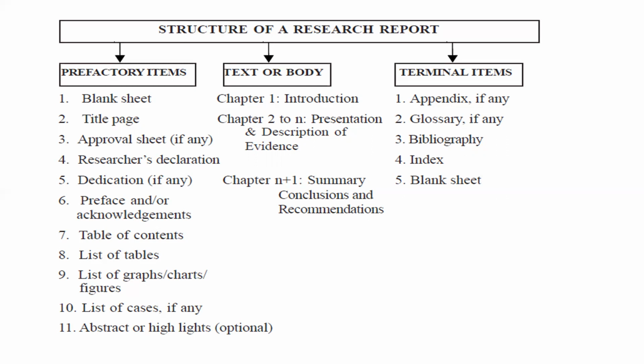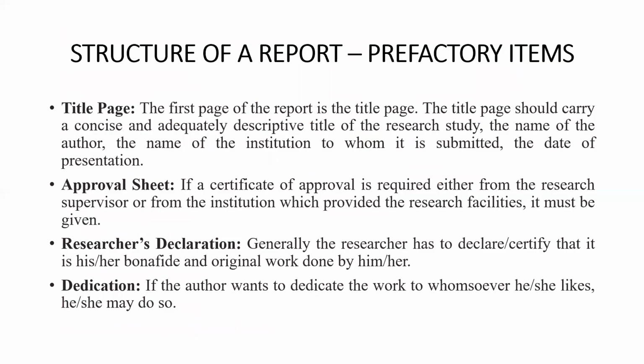तो सबसे पहले pre-factory items, then उसके बाद text और body जो main part होता है, that is the body of the report, और फिर उसके बाद third है terminal items जिसमें bibliography, index, then you have appendix, then you have glossary. So these are the items which are there in the structure of a report. So structure of the report is divided into three parts. First is pre-factory items, second is text, and third is terminal items. So let's start, starting with the pre-factory items.